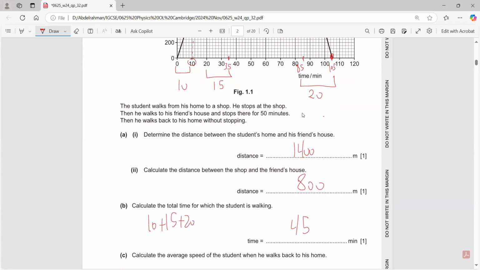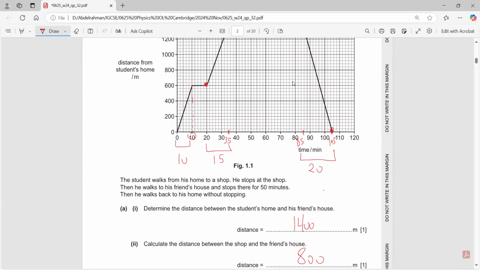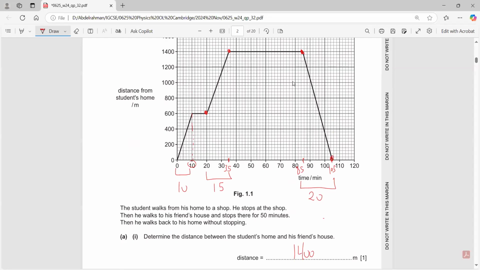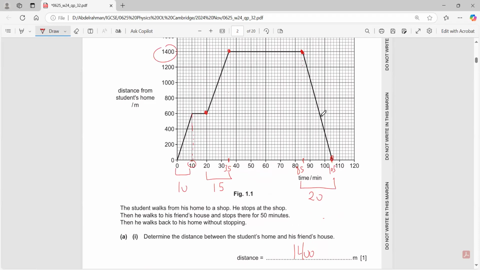Okay, now calculate the average speed of the student when he walks back to his home. How can I do that? Well, average speed equals total distance over total time. What was the total distance? Total distance was 1,400. We said that the total distance from his home to his friend's house was 1,400 meters.